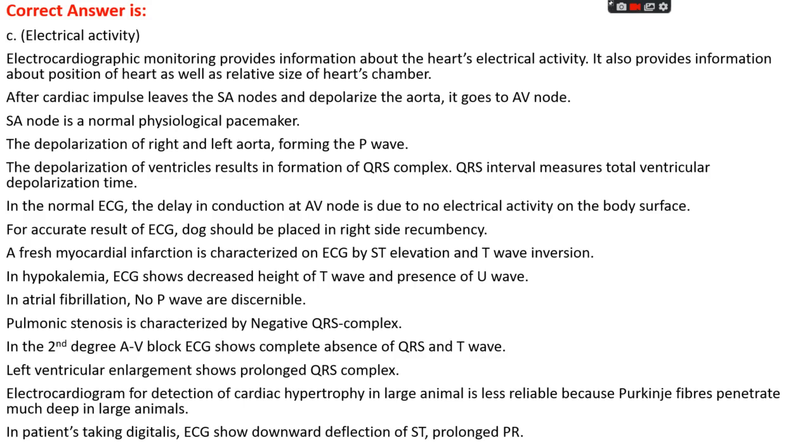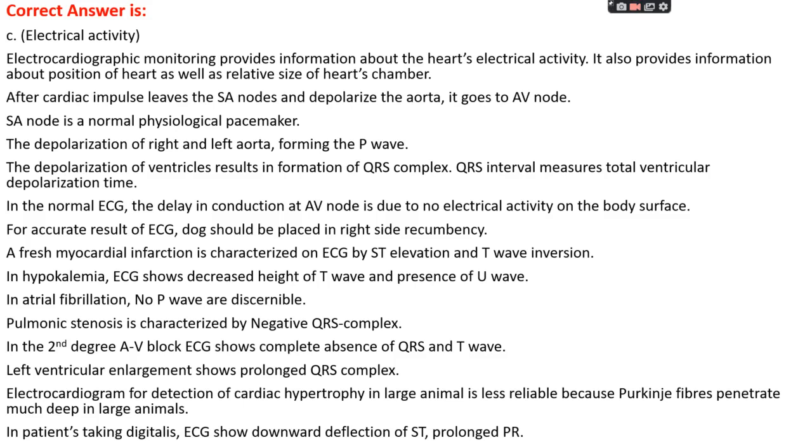Along with the electrical activity, it also provides information about the position of the heart as well as the relative size of the heart chambers. After the cardiac impulse leaves the SA node, which is the normal physiological pacemaker, it depolarizes the atria, forming the P wave, and goes to the AV node. Then the depolarization of the ventricles results in the formation of the QRS complex. So the QRS complex interval measures the total ventricular depolarization time.